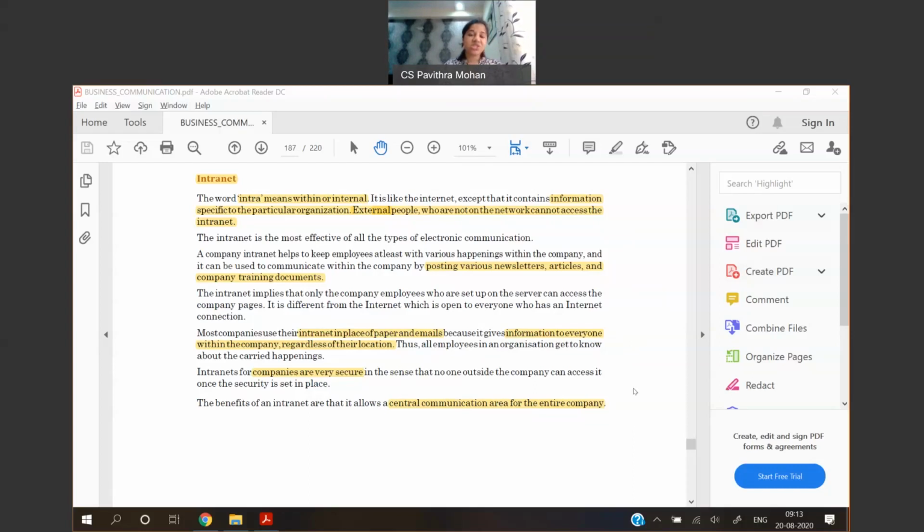Ma'am, what does HTTP stand for? HTTP stands for Hypertext Transfer Protocol. Okay, IP means Internet Protocol. What is drafting? Drafting is the way you draft a letter or a document, that is called drafting.